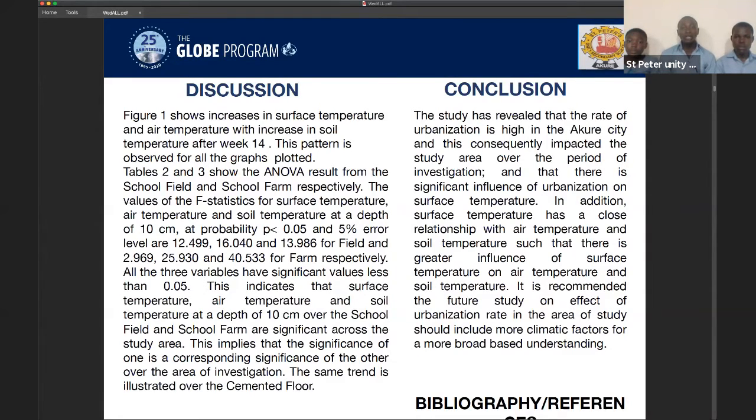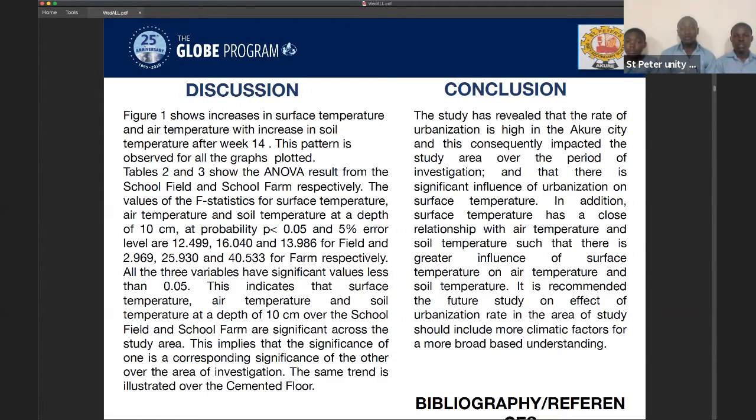Conclusion: the study has revealed that the rate of urbanization is high, and it consequently impacts the study area over the period of investigation, and there is a significant influence of urbanization across the study site on the surface temperature, air temperature, and soil temperature.